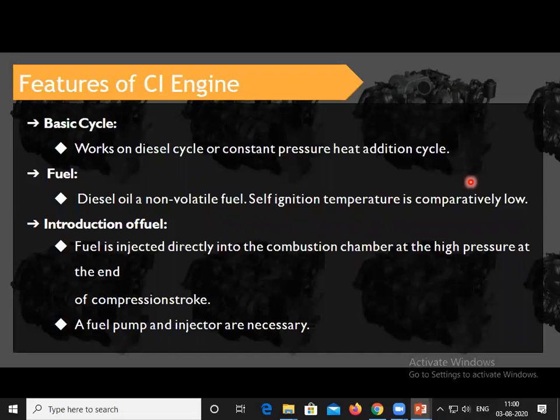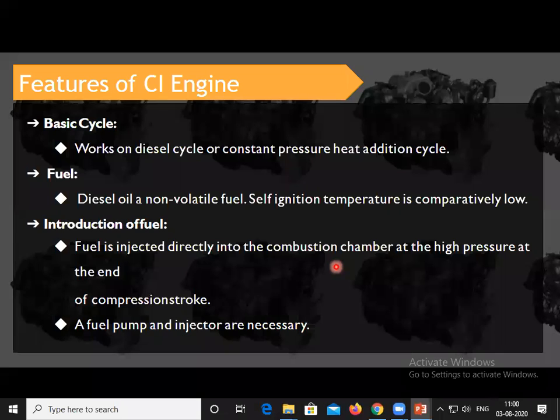Basic cycle is the diesel cycle, and coming to fuel, we use diesel as it is a non-volatile fuel, and also we need to attain self-ignition temperature. So to have self-ignition temperature, we need to have a higher compression ratio. And how do we introduce fuel here? First of all, the air will be there, and combustion happens when we inject the fuel at the end of the compression stroke, and here we need a fuel pump and injector.